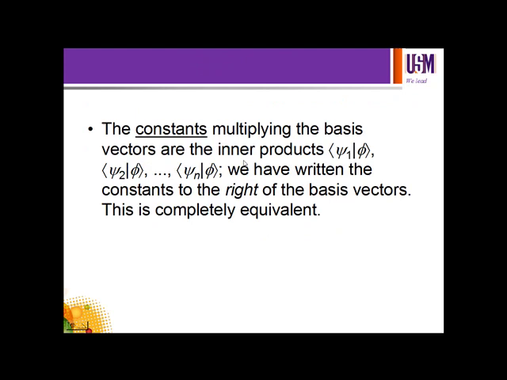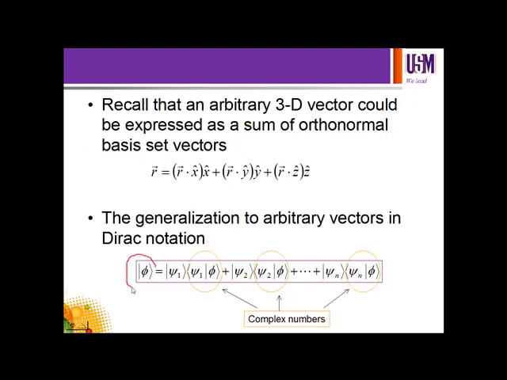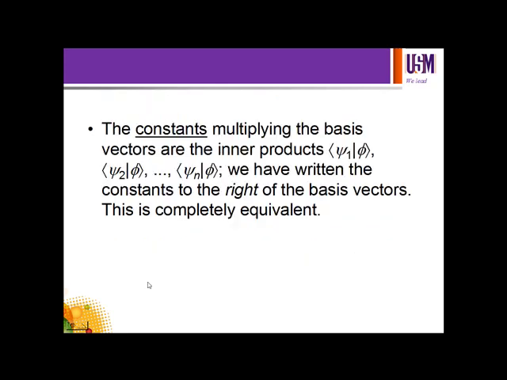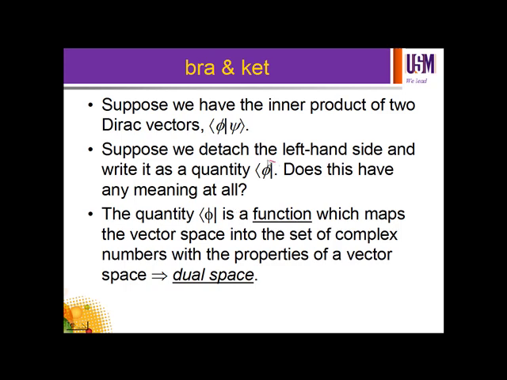So previously here, for example, if we use the ket, we say that vector phi. The ket basically represents a vector. Okay. What about if it is the bra, like this? What does it mean? The quantity bra phi is a function which maps the vector space into the set of complex numbers, with the properties of a vector space. So the properties are also those of a vector space.